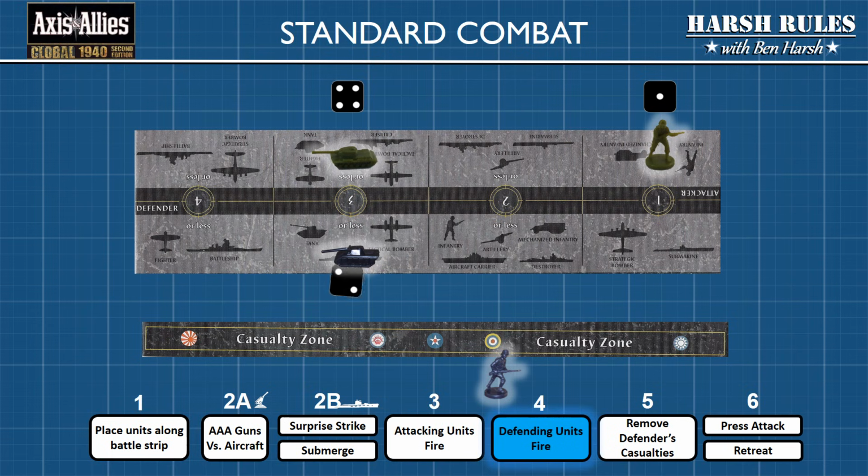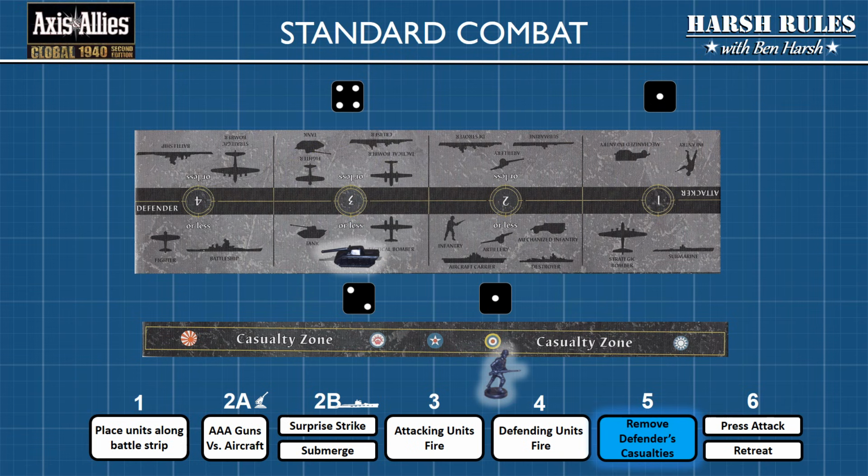The defender rolls for his tank and rolls a 2, which is a hit. He then rolls for his dying infantryman, and he rolls a 1, which is also a hit. The American player also gets to select his own casualties, but since there are 2 hits and only 2 units, all his units are eliminated regardless. In the next step, the defender removes his infantry unit casualty from the battle.